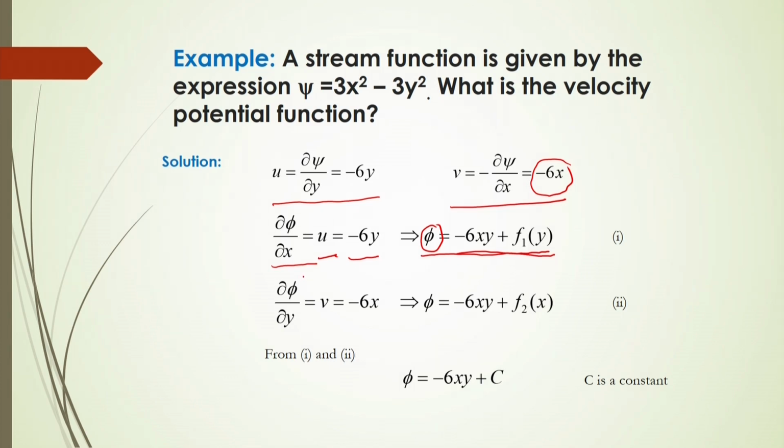Again, ∂φ/∂y in the y direction will be equal to v as per definition. Then v is equal to what? v is nothing but the negative of ∂ψ/∂x, so it will be minus 6x, from which after integration you can calculate what φ will be here. So, φ will be equal to minus 6xy plus again a constant, which will be a function of x.